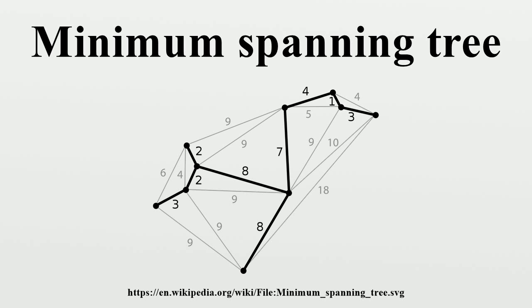A bottleneck edge is the highest weighted edge in a spanning tree. A spanning tree is a minimum bottleneck spanning tree if the graph does not contain a spanning tree with a smaller bottleneck edge weight. A MST is necessarily a MBST, but a MBST is not necessarily a MST.